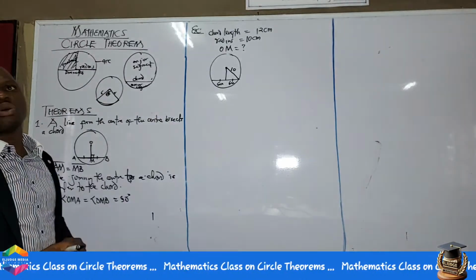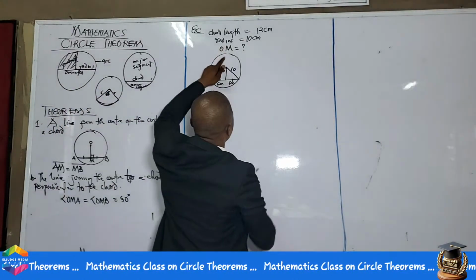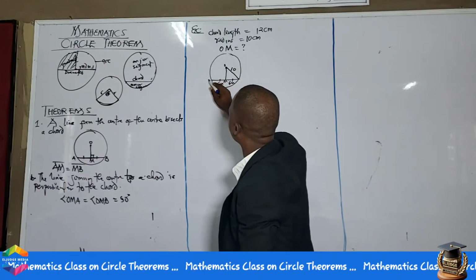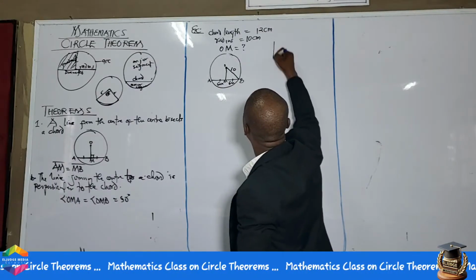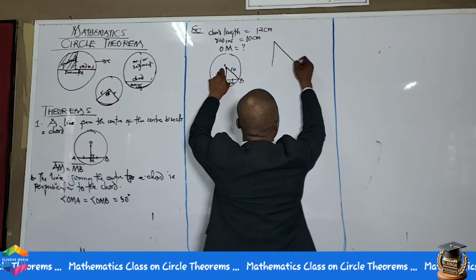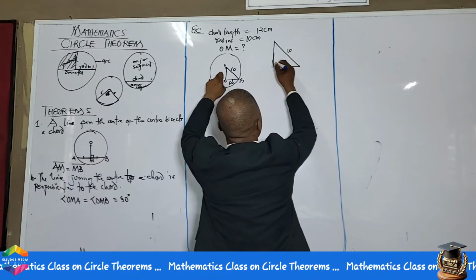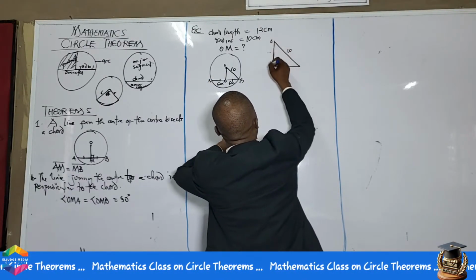If the radius of the circle is 10 centimeters, then we can now bring out this. What we are looking for in this question is OM. So we have AB here. We're going to bring this out. This is 10 centimeters, this is 6 centimeters. Then we're looking for this length OM.